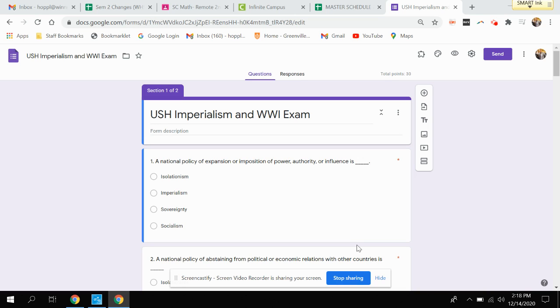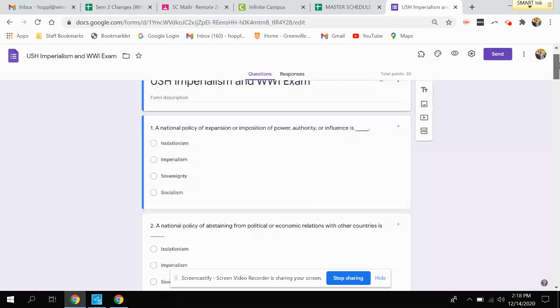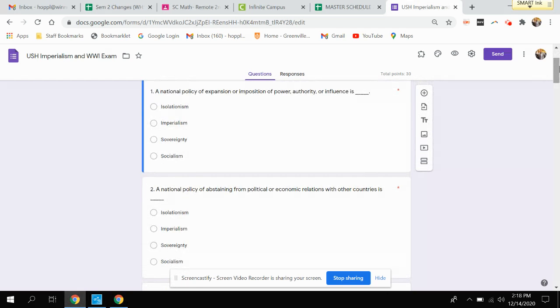These are the multiple choice questions for the U.S. History, Imperialism, and World War I exam. Question 1. A national policy of expansion or imposition of power, authority, or influence is this: isolationism, imperialism, sovereignty, or socialism?